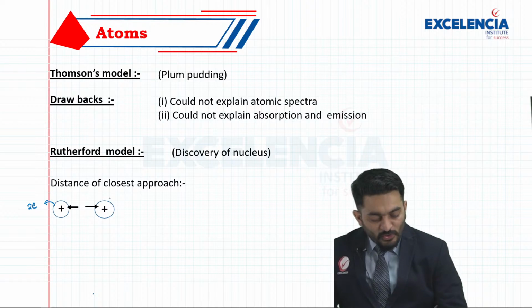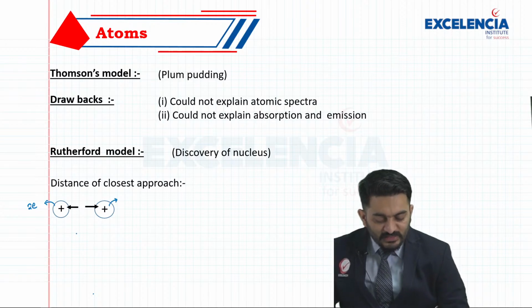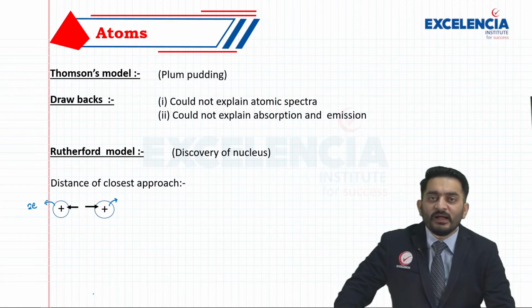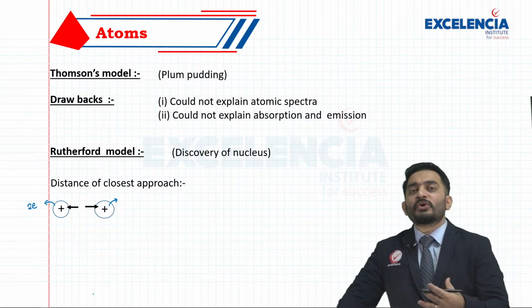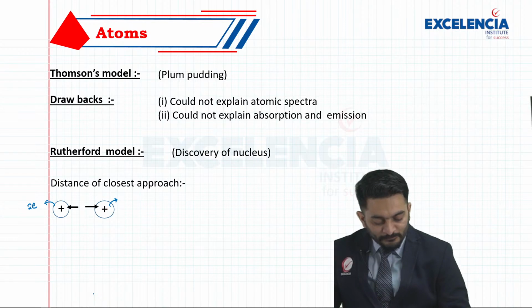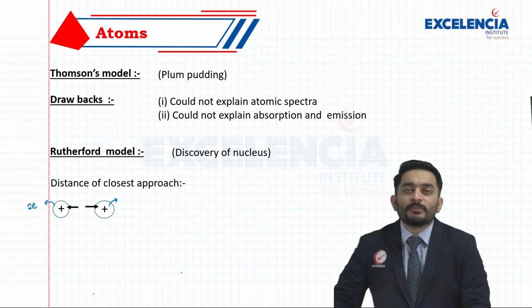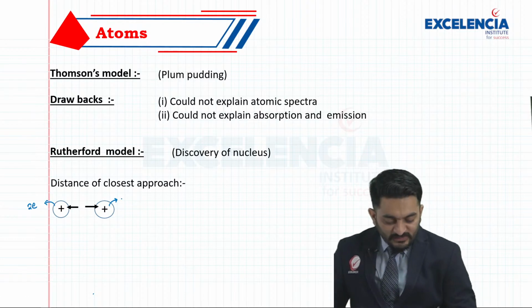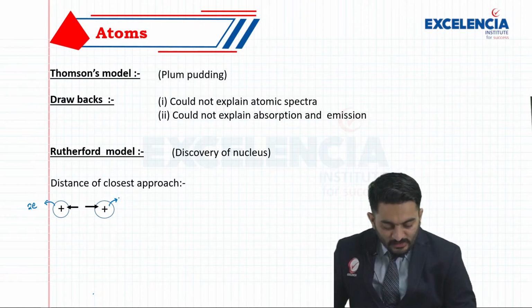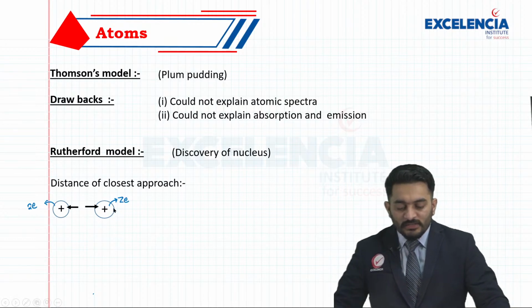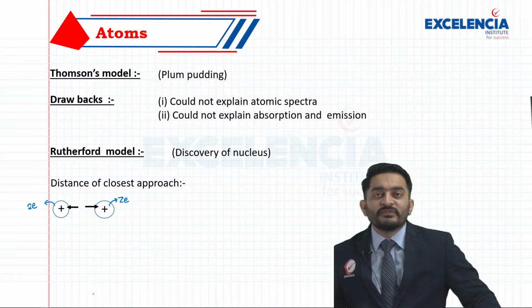At the same time, when you talk about the nucleus, the charge of the nucleus is positive, because inside the nucleus you have protons and neutrons. The charge is contributed by protons, and that is positive in nature. To calculate it, you simply take the atomic number and multiply it by E. That is what the charge of the nucleus will look like.